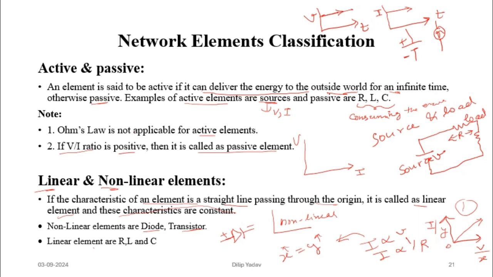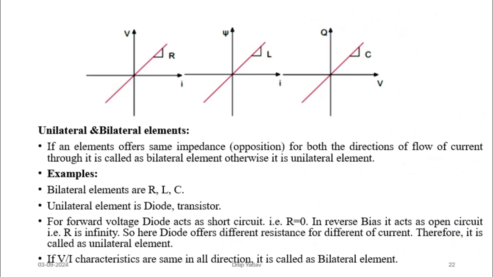The linear elements are R, L, and C. These are the linear elements that we have. This is the graph that gives a relationship between V and I, and this is the resistance. Then we have L, then we have the capacitance.